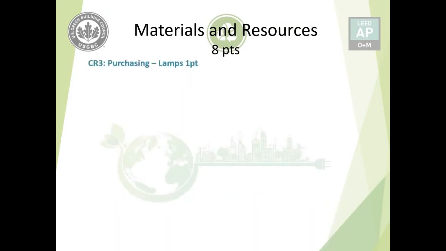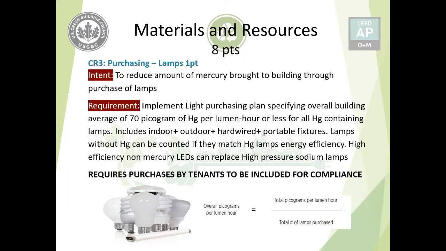Credit number three is purchasing of lamps, for 1 point, and perhaps due to the importance of the amount of mercury brought to the building with the lamps, it is considered an extra credit, or else it would have been easily adjusted in the previous ongoing purchasing credit. We know that in the fluorescent lamps we have mercury.